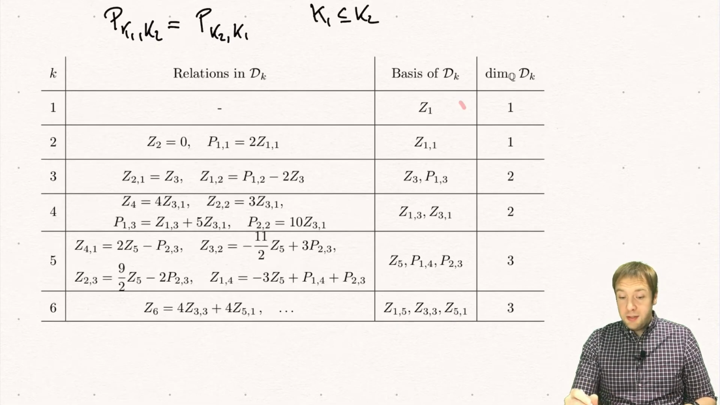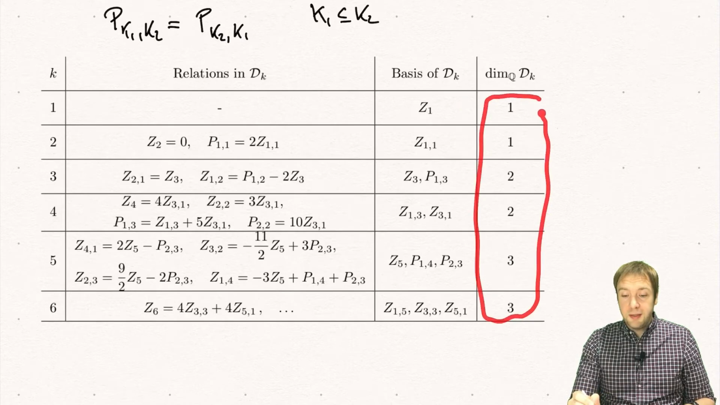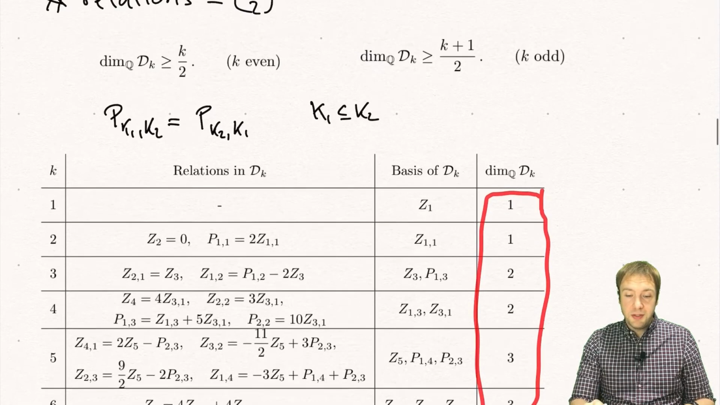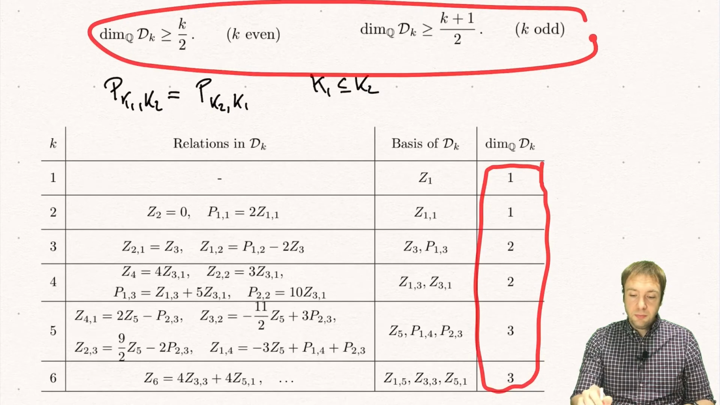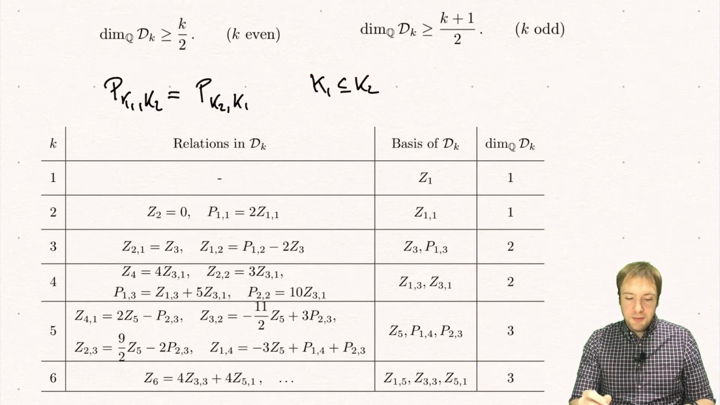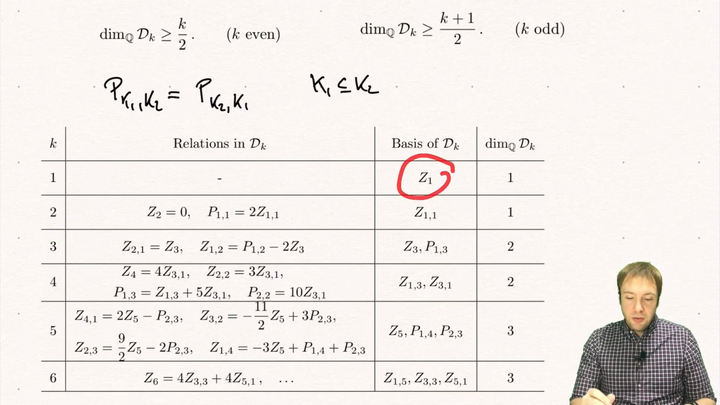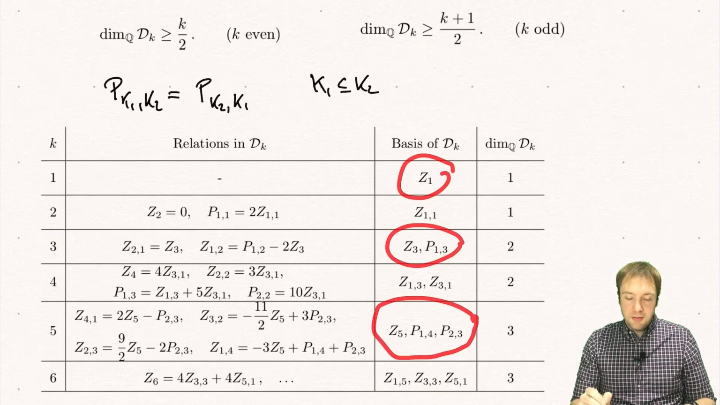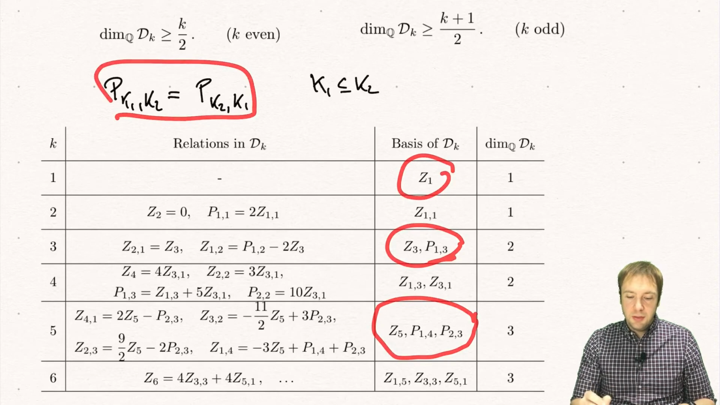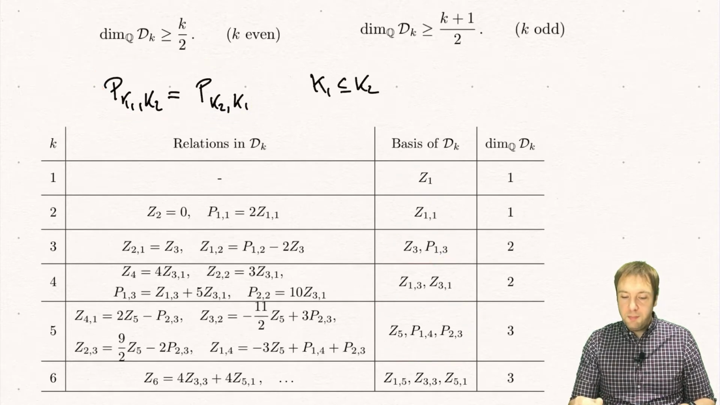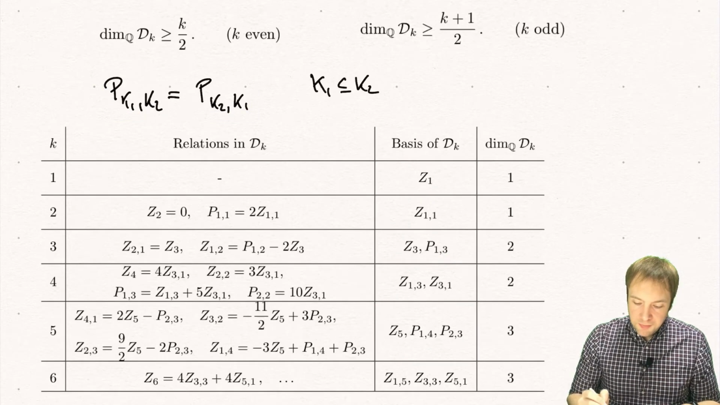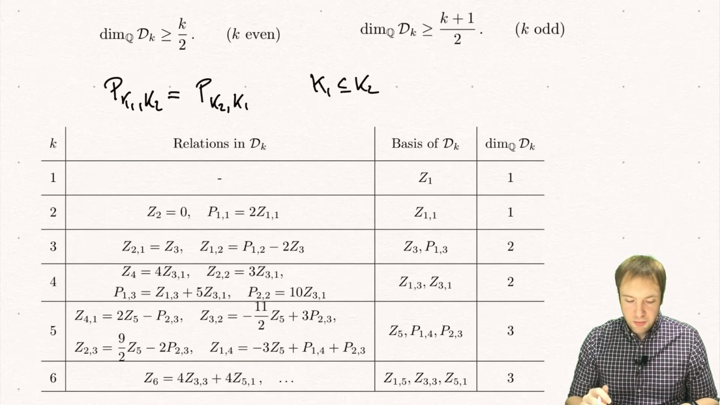So the observation here is that on the right hand side we have exactly these dimensions. And here we see that in even weight it seems that Z odd odd gives a basis, and in odd weight we see that this Zk and all possible products which are not equal give a basis. And this we will see is indeed true in general.